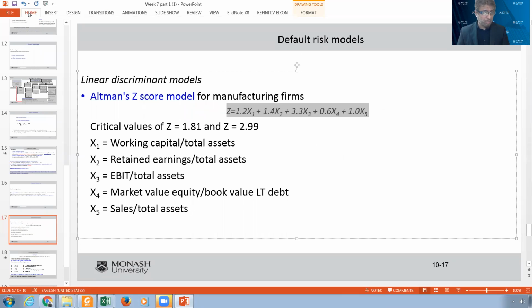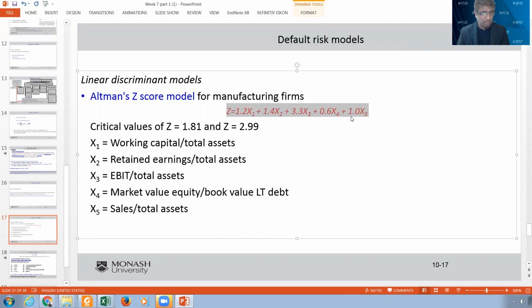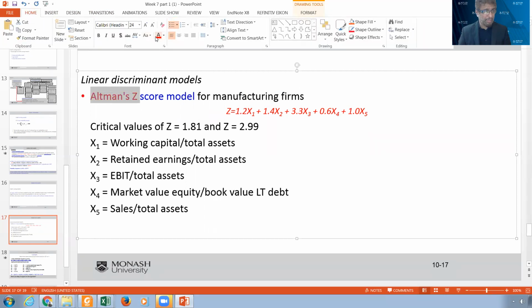So the model actually will ask you to calculate X1, X2, X3, X4, X5. This is the coefficient already. You don't have to touch anything. And this is a worldwide type of model, what we call the Altman Z. The person who developed it is this guy, but we call it the linear discriminant model.